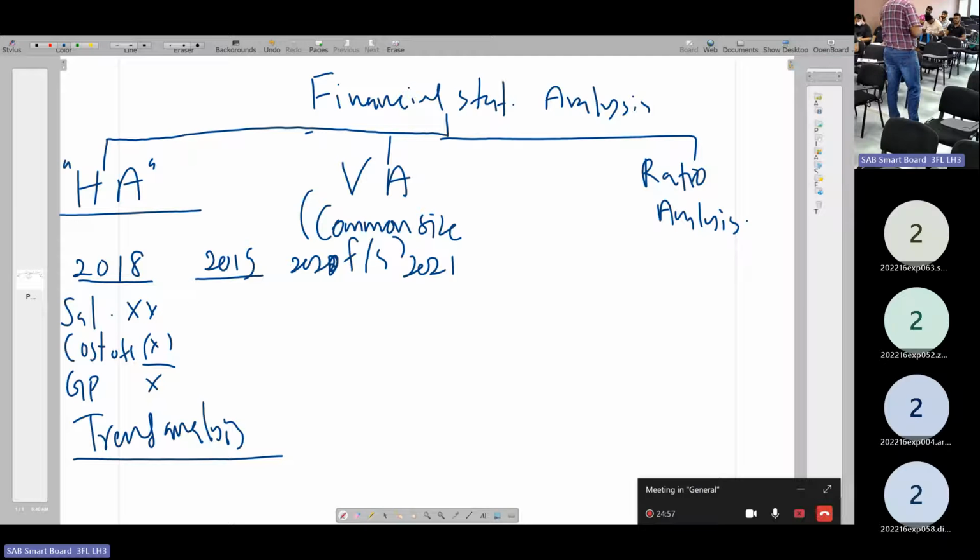But that would be the denominator. What do you mean by denominator? Numerator, denominator. What do you mean by that? What is numerator? What is denominator?